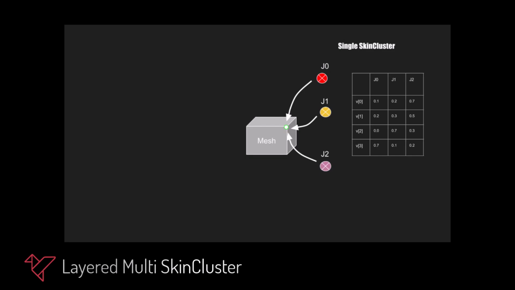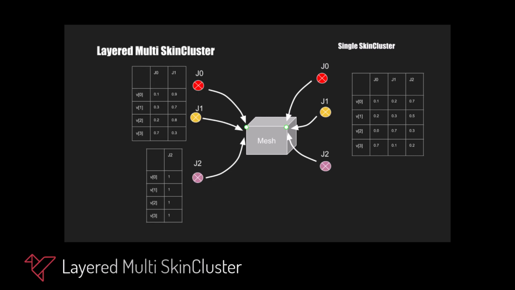This is a normal single skin cluster where the geometry has one skin cluster with a single skin weight map. This is the concept of multi-skin cluster. The geometry has more than one skin clusters. In this case, the mesh has two skin clusters with two skin weight maps. The joint 0 and joint 1 go to one skin cluster, and joint 2 goes to the other skin cluster.